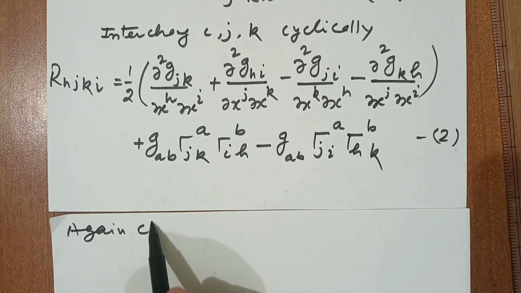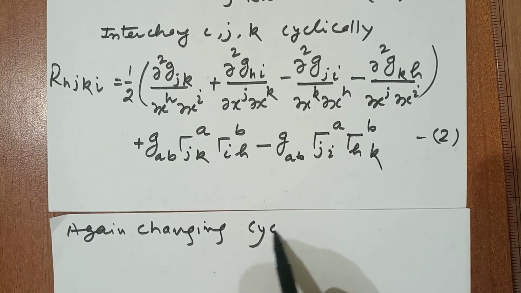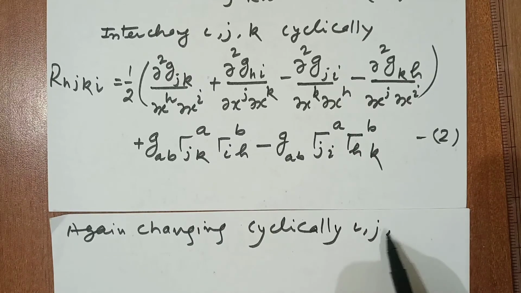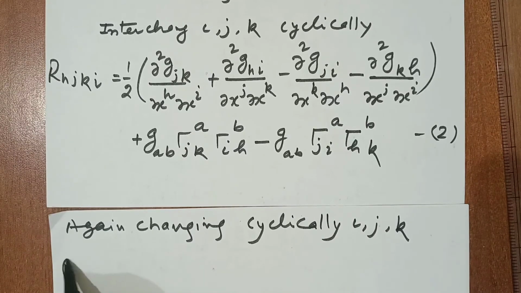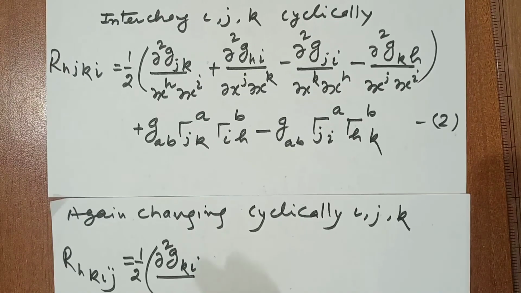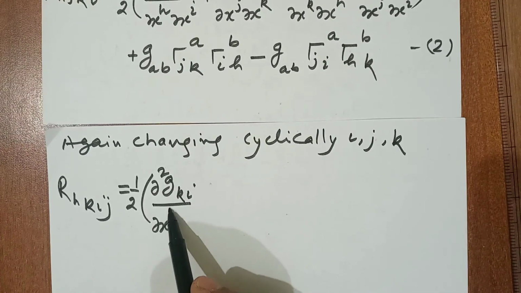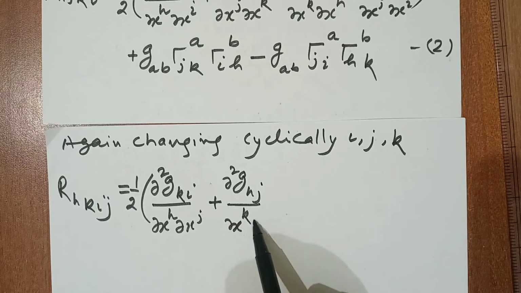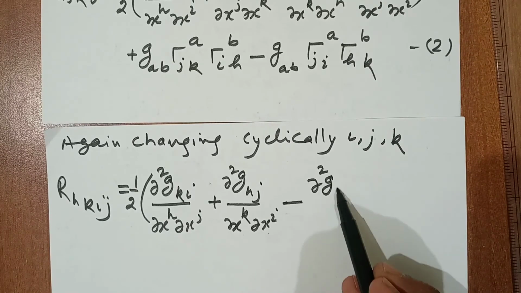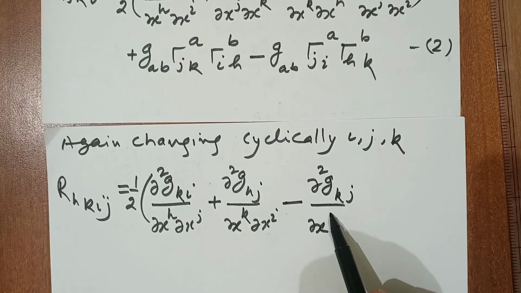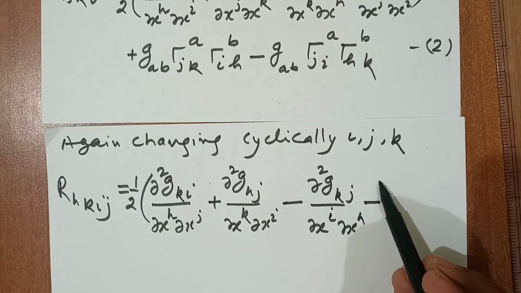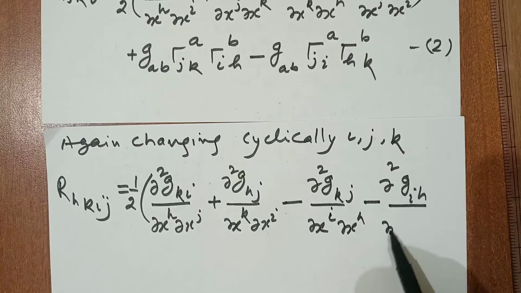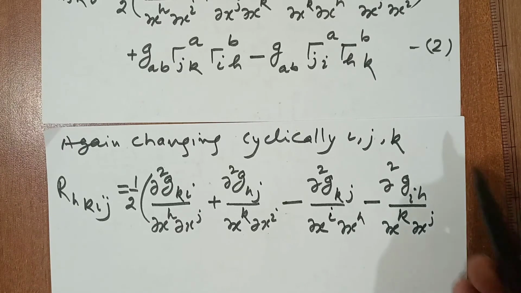Again changing cyclically i, j and k. So we get R_h, j goes to k, k goes to i, i goes to j. So this is equal to 1 by 2 [del 2 g_ki upon del x_h del x_j plus del 2 g_hj upon del x_k del x_i minus del 2 g_kj upon del x_k del x_i del x_h minus del 2 g_ih upon del x_j, with j as k and i as j], plus.